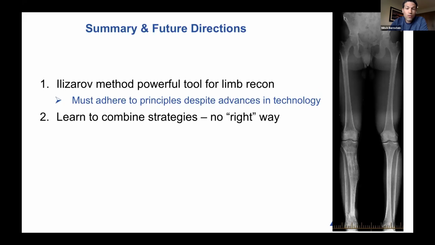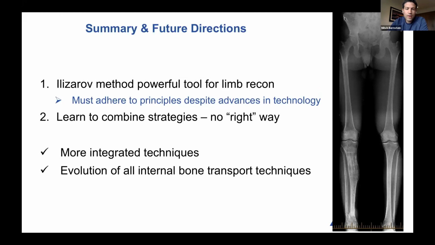I think there's really no right way, and we've seen that throughout this course. We should learn to combine strategies, and there are a lot of different ways to do things. I think we're going to see a lot more of these integrated and all-internal techniques.